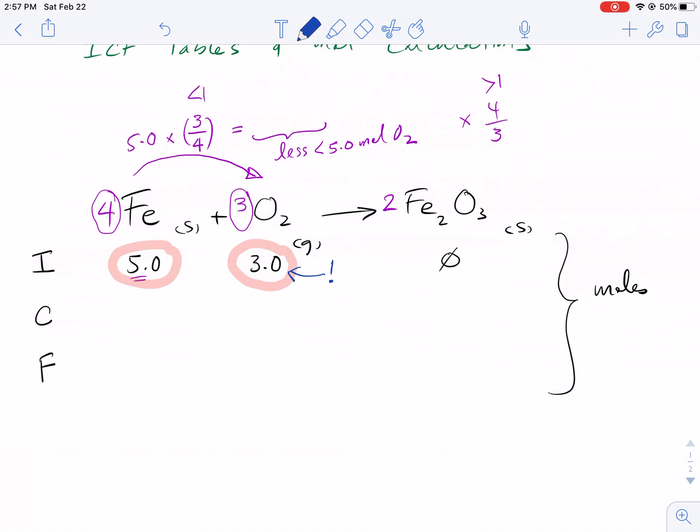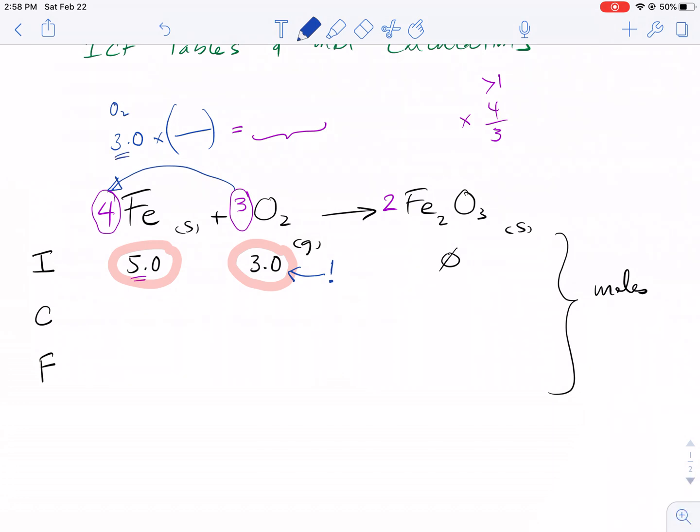Now work the other way around. Start with the oxygen and figure out, so you're going the other way around. I'm going to erase this and see if you can come up with the amount of iron this time. If you start with 3 moles of oxygen, that's how much you have, and you want to find out how many moles of iron you need, you're going from 3 to 4. So you're going to need more iron than the 3 moles of oxygen.